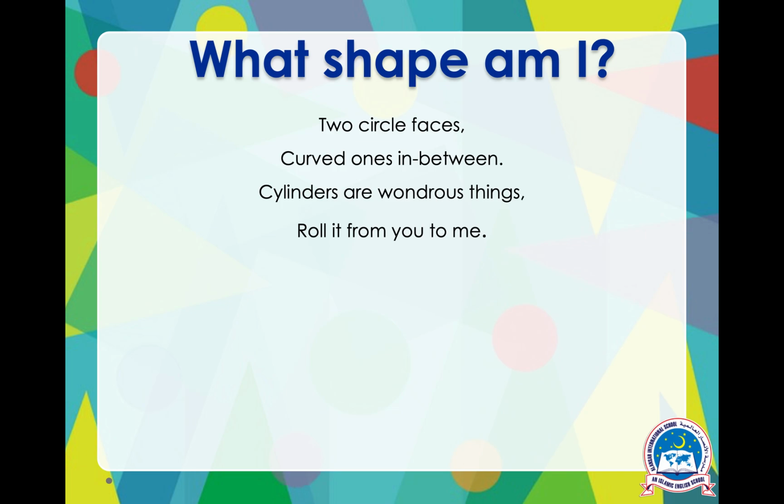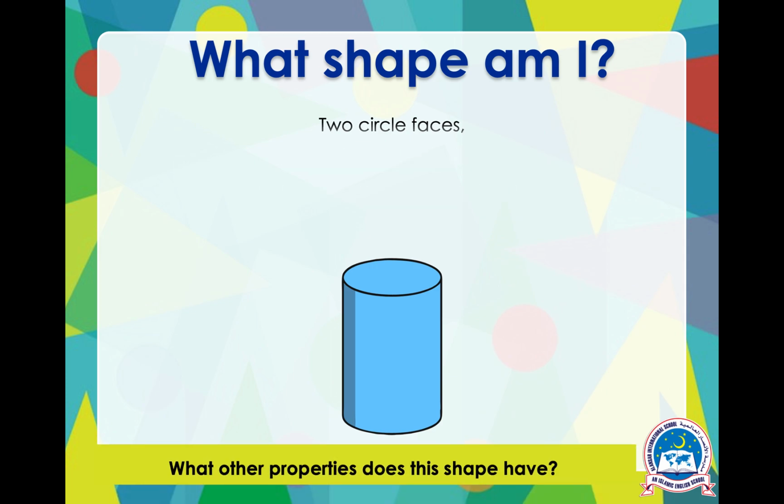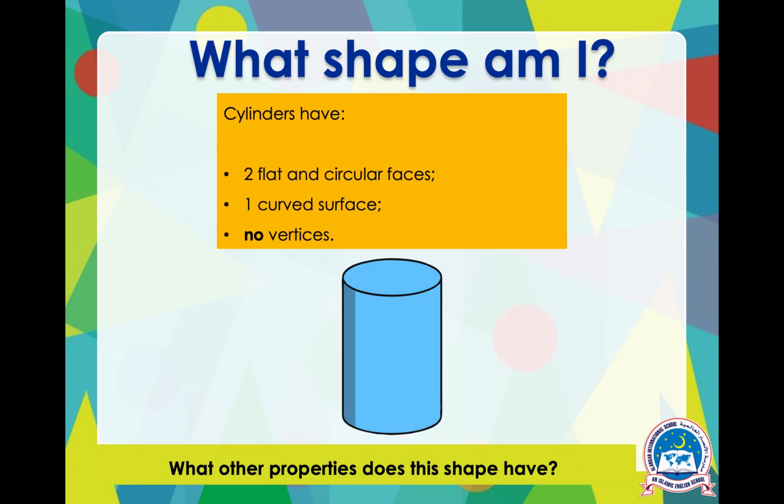Let's look at the next one. 2 circle faces, curved ones in between. Cylinders are wondrous things. Roll it from you to me. Can you guess what shape this is? If you've guessed that this is a cylinder, you are correct. Well done. They have 2 flat faces that are circular, 1 curved surface and no vertices.